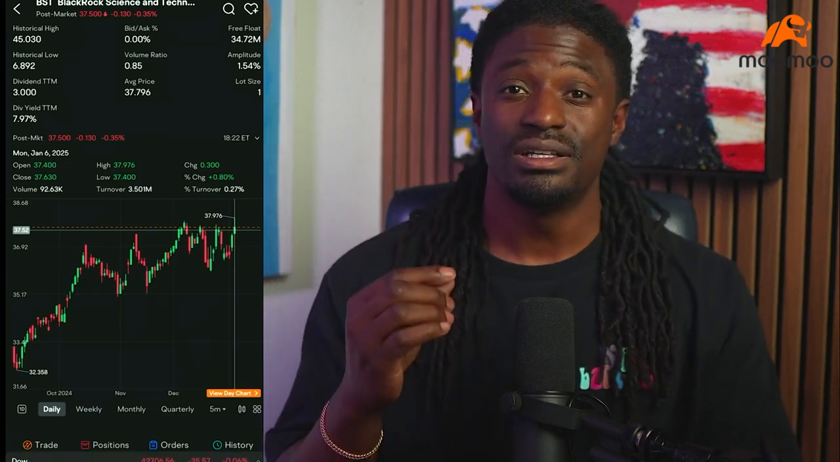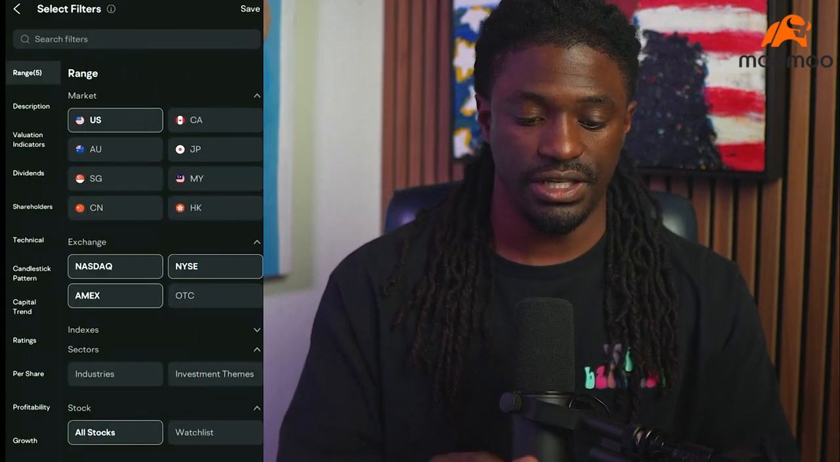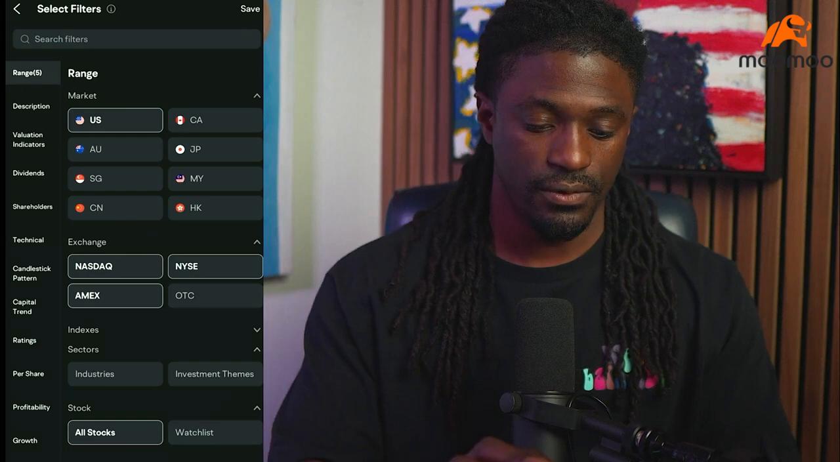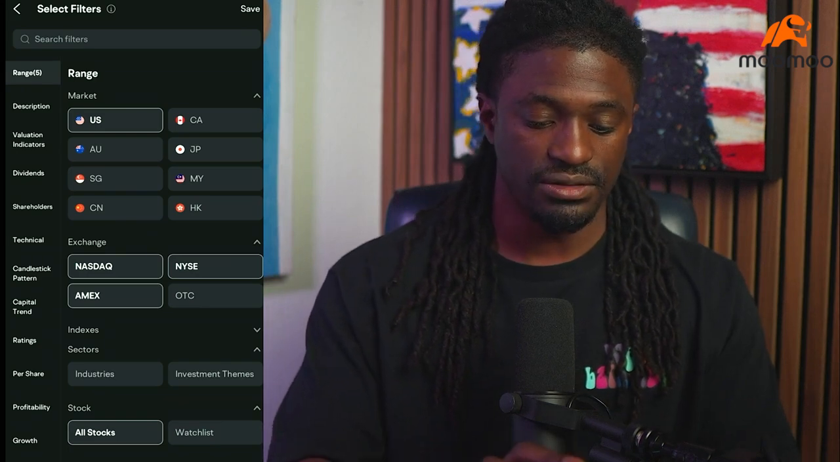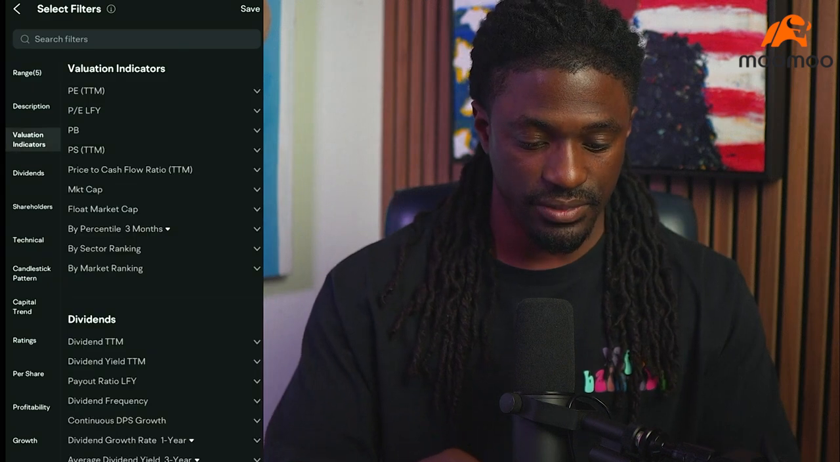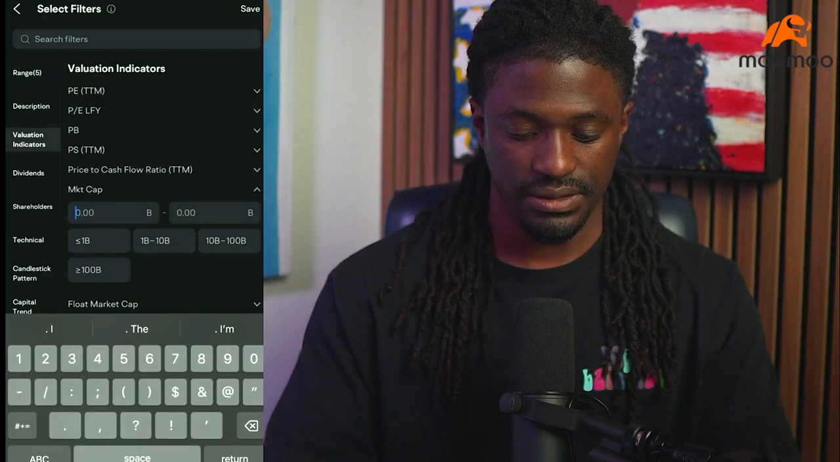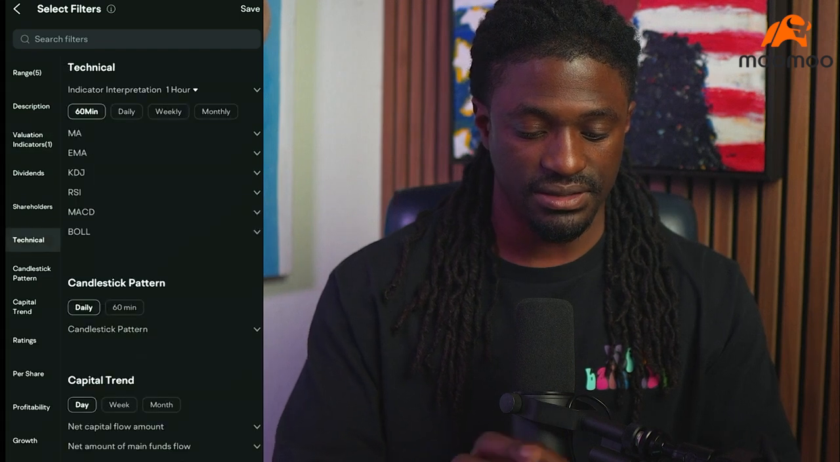So the next one, I'm going to show you guys how to find good trade setups using Bollinger Bands. So let me show you guys right quick. The first thing you want to do is go back to your stock screener tool. We're going to hit create new screener, and then the way that we set this up, we're going to go to the technicals. First, you want to go to the valuation indicators. Again, you want to change the market cap, get rid of all the penny stocks. There we go. And then we're going to come down to the technicals.